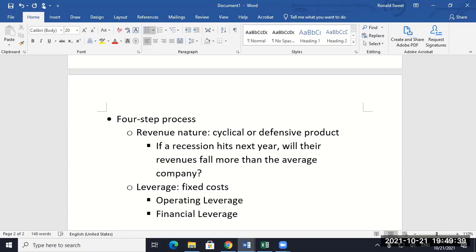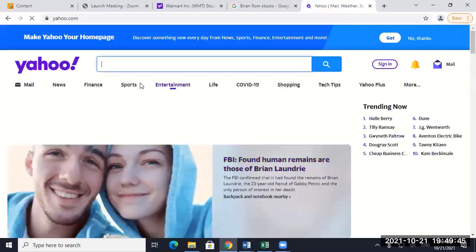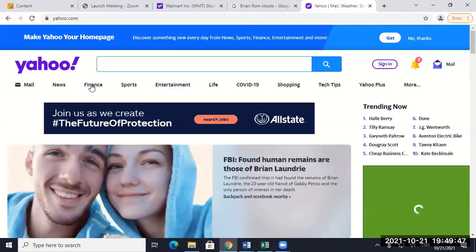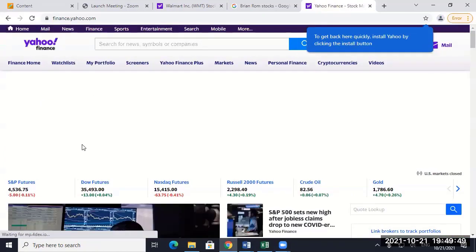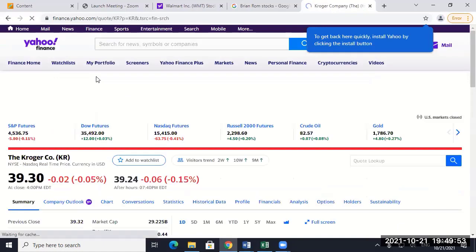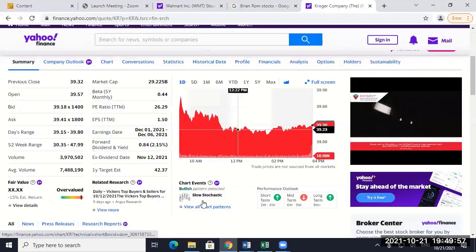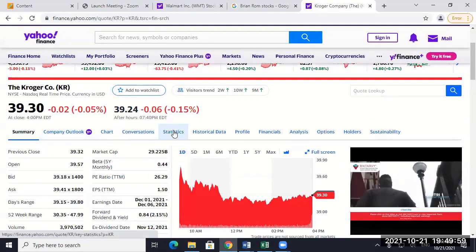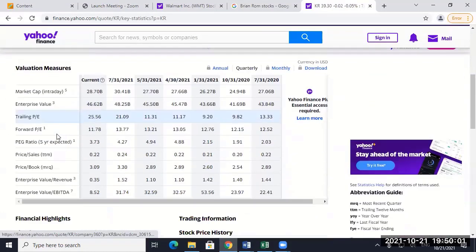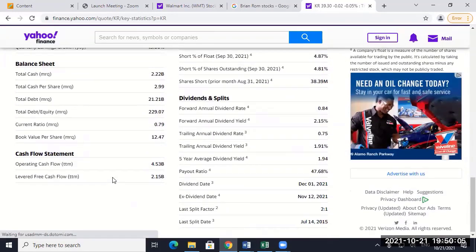Like Kroger's right now, I haven't looked in a while, but Kroger's has recently had some really ridiculous debt levels. Now, Kroger, what is Kroger? Defensive or cyclical? Definitely defensive. If we look at their debt, where is the debt? They keep moving this stuff around.